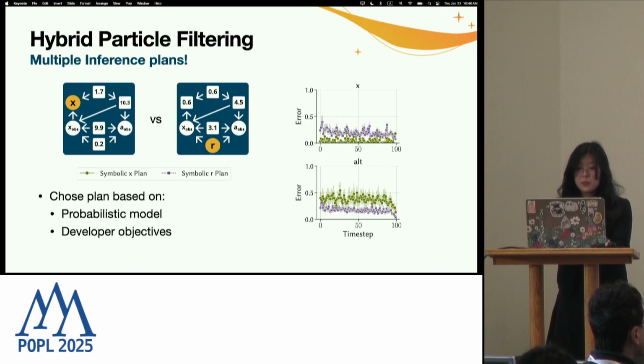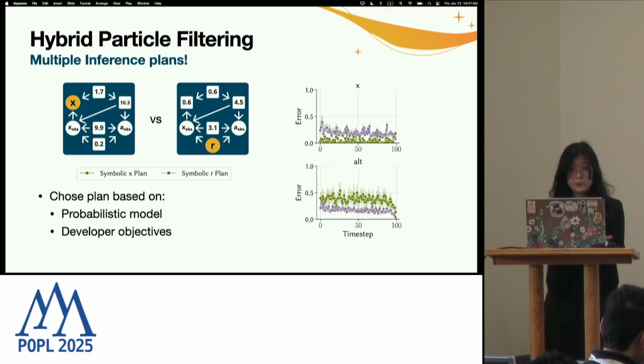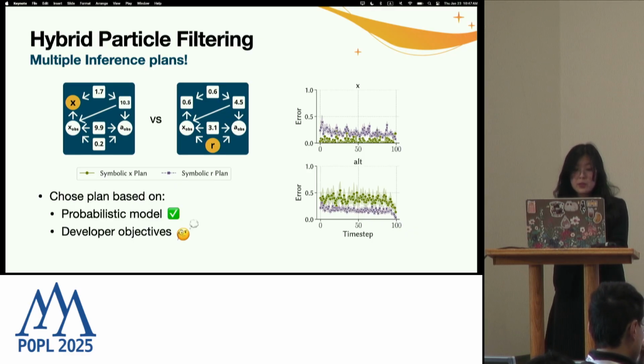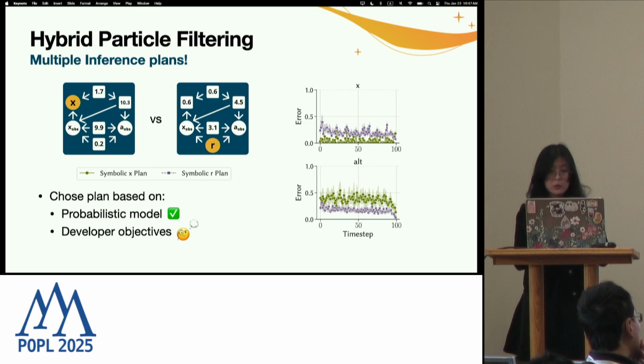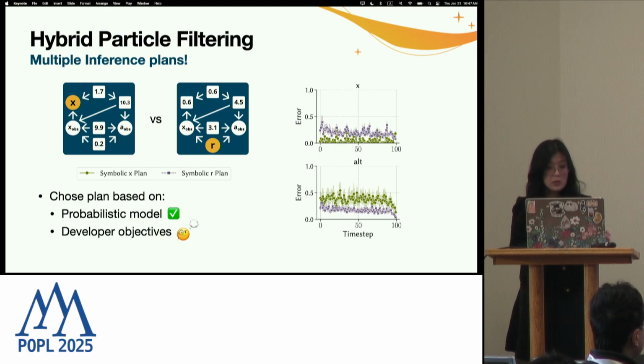And choosing which representation to use then depends on, one, the probabilistic model, and two, the problem constraints imposed and the metrics used by the developer to evaluate the program. And hybrid inference algorithms use heuristics to decide which inference plan to use. And while these heuristics do take into consideration the probabilistic model given, because that's the program itself, they are oblivious to the developer's problem specifications, so they might select inefficient representations.